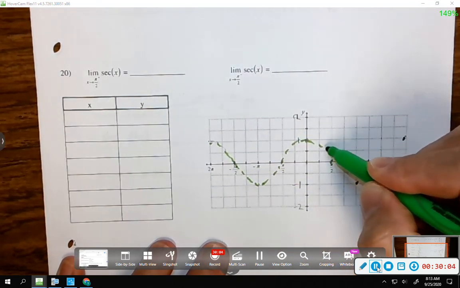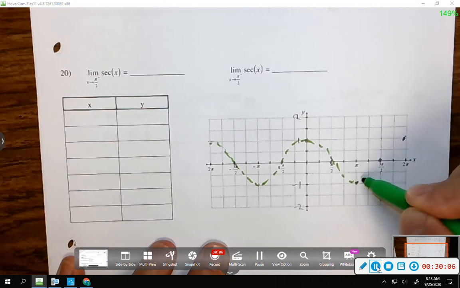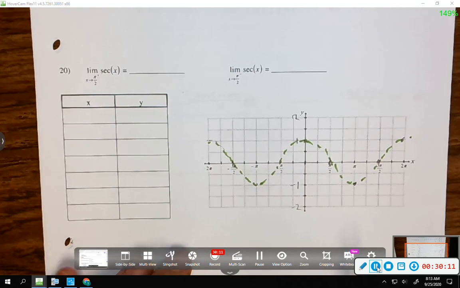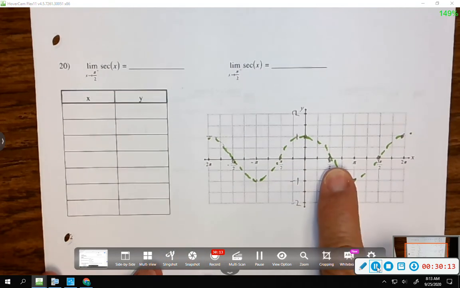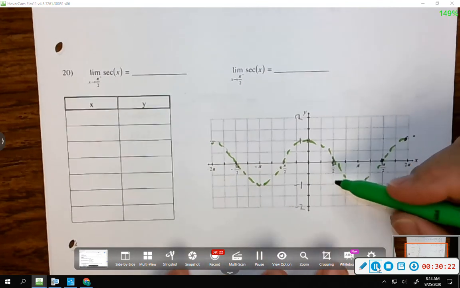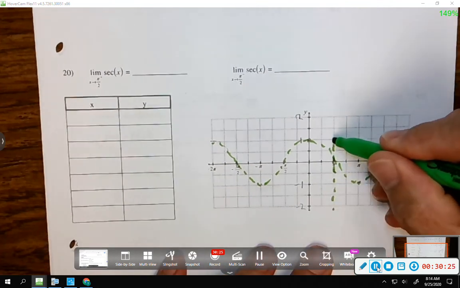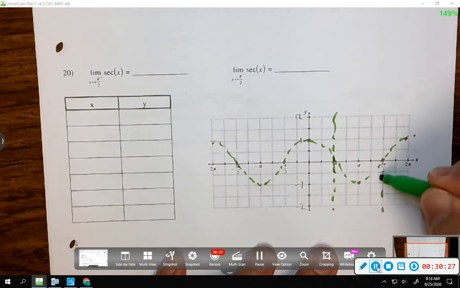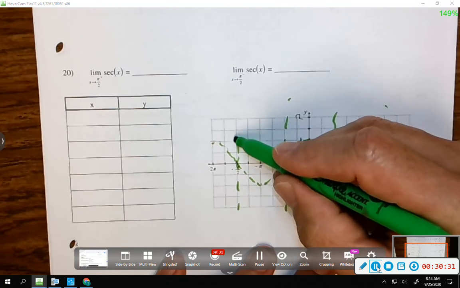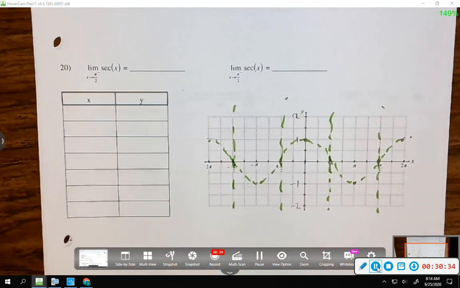Notice I'm dotting it in because I'm not looking at the cosine curve. The limit as x approaches pi over 2 from the right and from the left for the cosine curve would both be 0. It's the secant curve. Anywhere where the cosine would cross the center line, we dot in a vertical asymptote because the reciprocal of 0 is undefined. Okay? But the key part to this is then graphing the actual curve of the secant function.